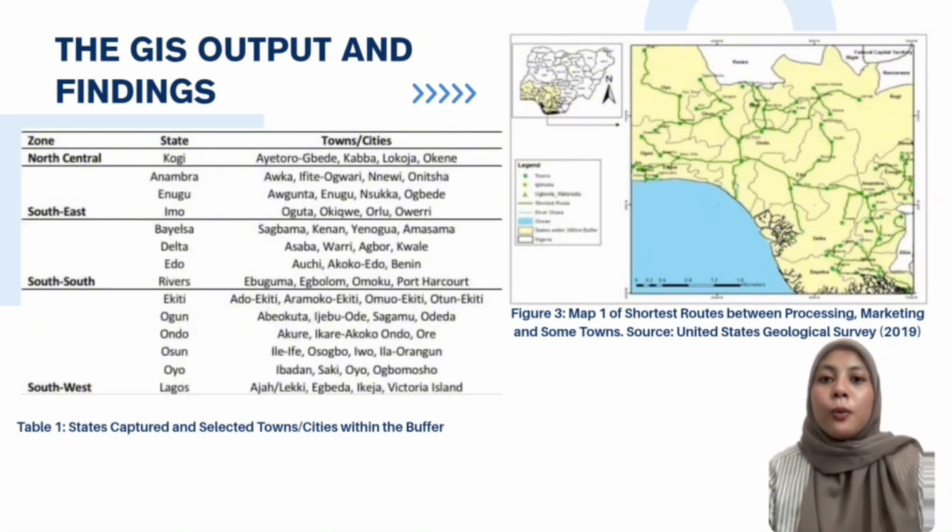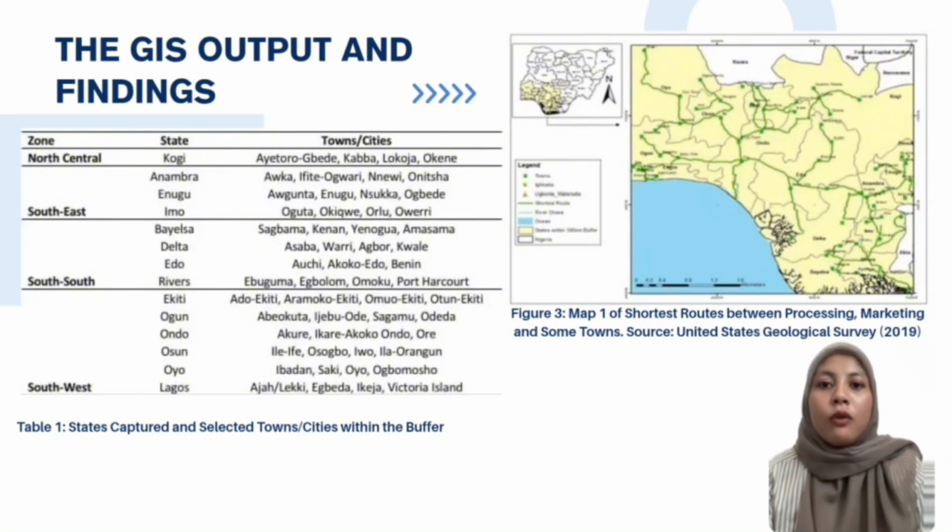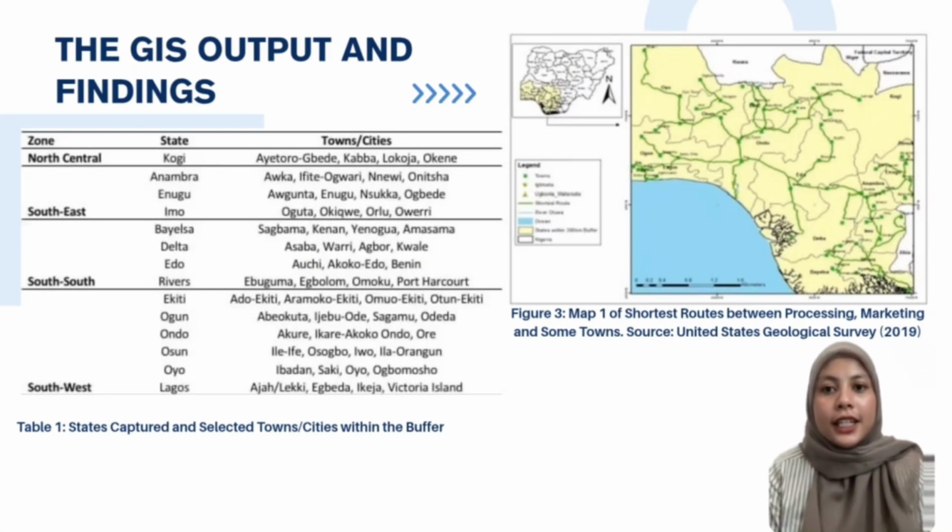Now we move to 4.0, the GIS output and finding. For the output, it shows that Table 1 had the shortest road city in Nigeria. For example, for the North Central Zone, Kaba, the first city, had the shortest road. For the Southeast Zone is Onitsha City, while for the South Zone is Eket City, then the Southwest Zone, Ore City. This city is close to white shrimp and the transportation cost is cheaper than other city.